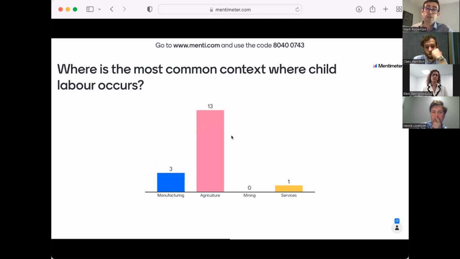Right, so most of you got that right. It is indeed agriculture where most child labour cases are found, followed by services, and then other sectors, including manufacturing. So well done, and you're correct in your responses to that answer.